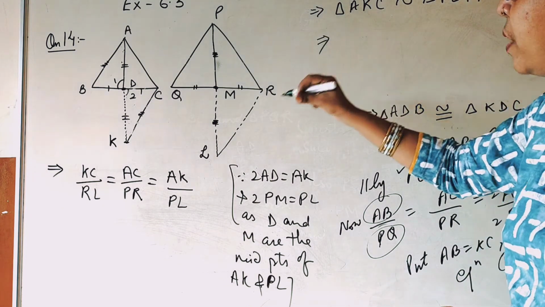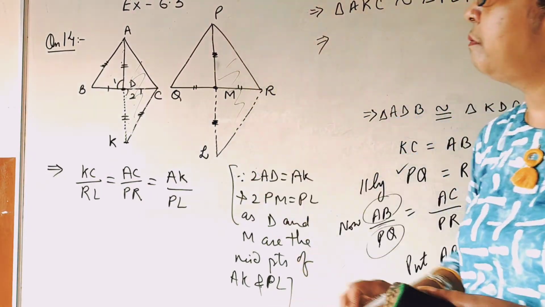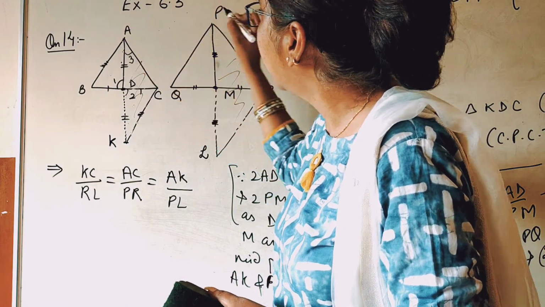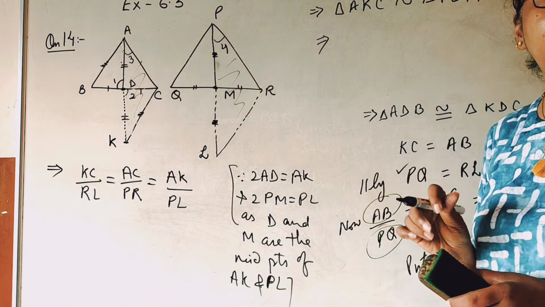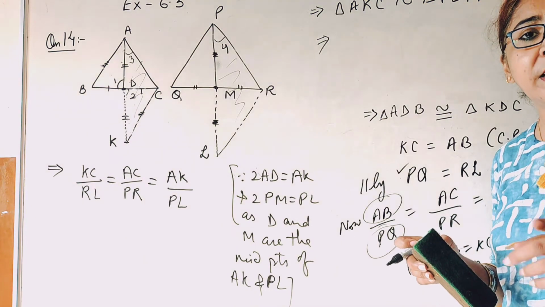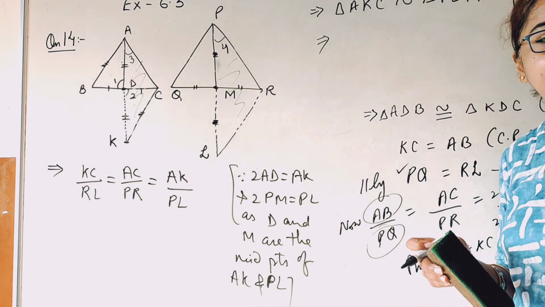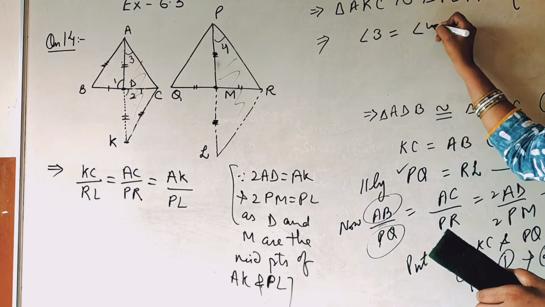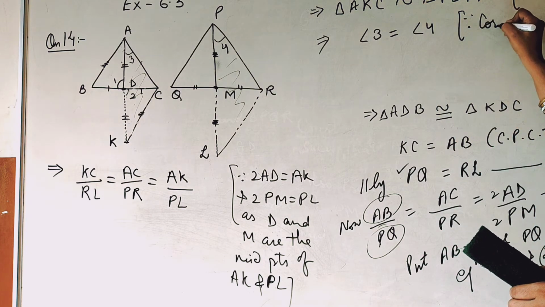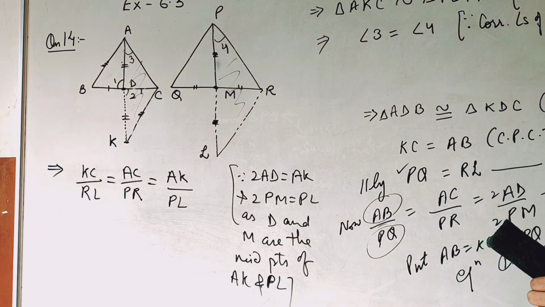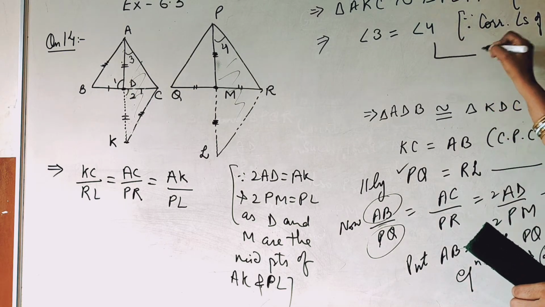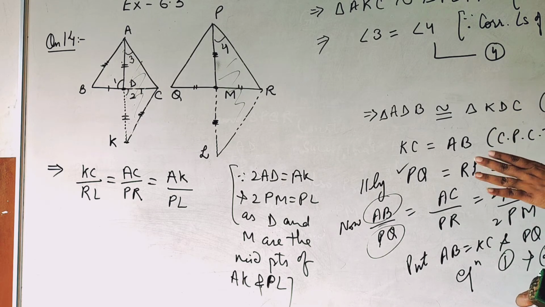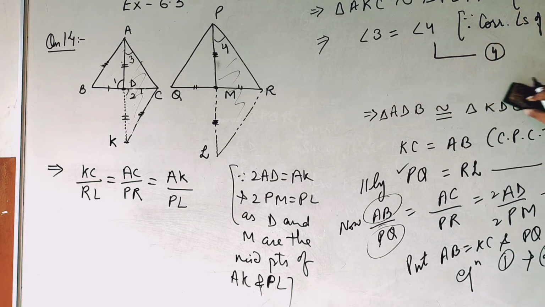Now, if these two triangles are similar, this one and this one, that means I can make angle 3 and angle 4 equal, because if two triangles are similar, the rest of the angles are always equal. So I can take angle 3 equal to angle 4, because these are the corresponding angles of similar triangles. Let's say the number is now 4. Now we have the fourth equation as angle 3 equal to angle 4. Now what do we have to do next?